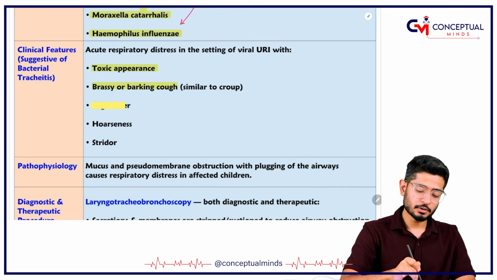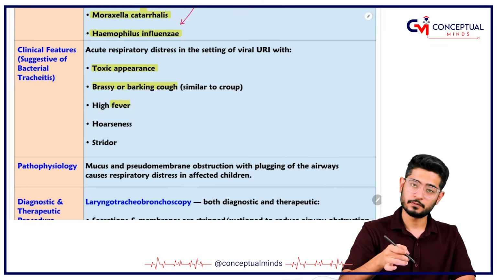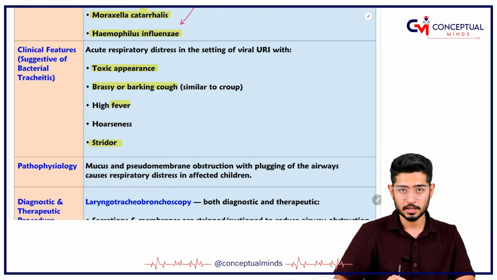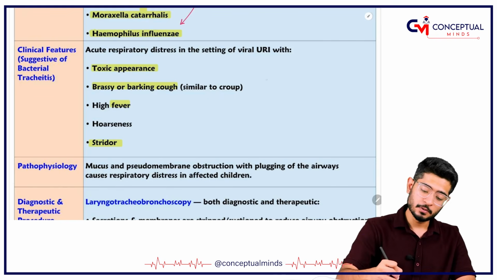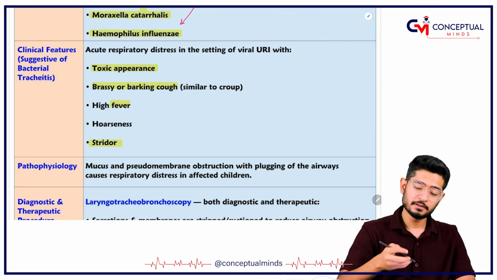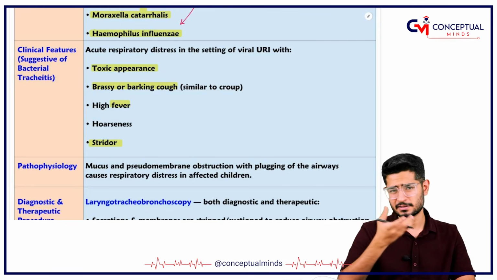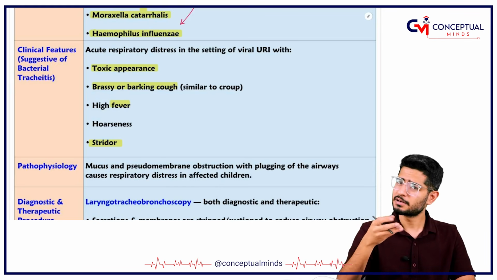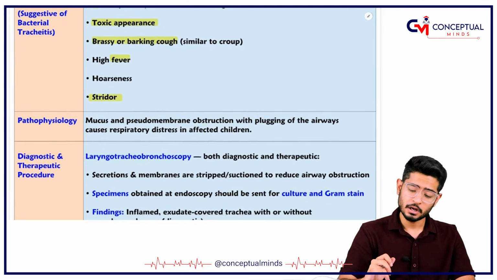Yes, the child is going to have high fever, hoarseness of voice. Stridor is also going to occur. So please remember, there is which kind of cough? There is barking cough, fever. Of course, fever and stridor are the features. Whenever you see upper respiratory tract infection, these features are going to come.